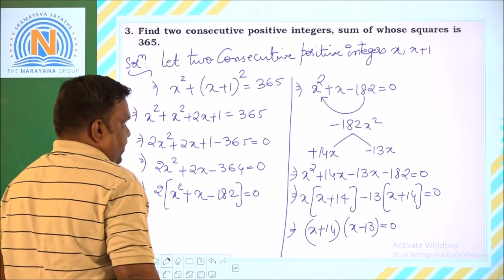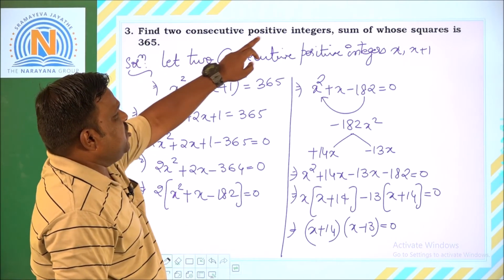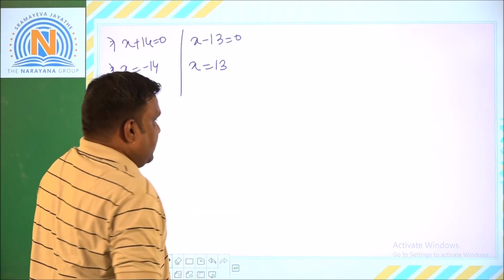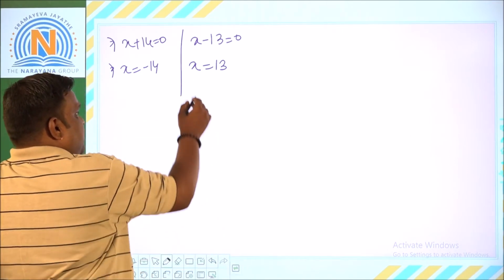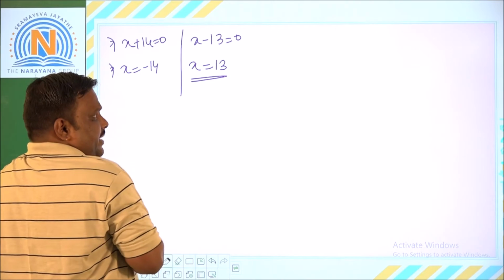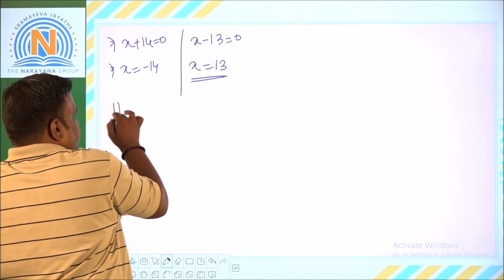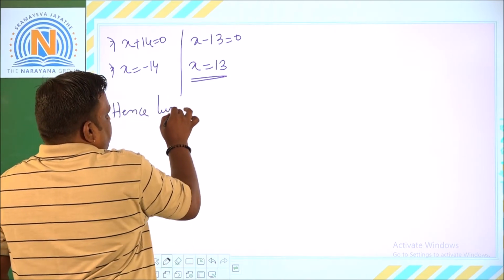We got the two values of x. But the question is, find the two consecutive positive integers. Since it is asked about the positive integers and we took it as positive integers only, therefore x will be considered. The value of x will be 13. So there, hence, the two consecutive positive integers.